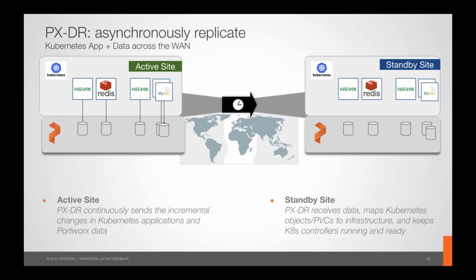Let's look at the async case for a minute here. In the asynchronous case, you have two data centers geographically separated, and when I'm saying that, it's basically across, say, the transatlantic. And you have an active site which is running, and a standby site where the active site is continuously sending incremental changes for applications and Portworx data. So the standby site is ready, it receives the data, maps it to the objects and the infrastructure, and keeps the Kubernetes controllers running and ready. It does this periodically. You can do it with a configurable period of, say, 15 minutes, or you can do it over an hour. It all depends on how you want to configure that scenario.